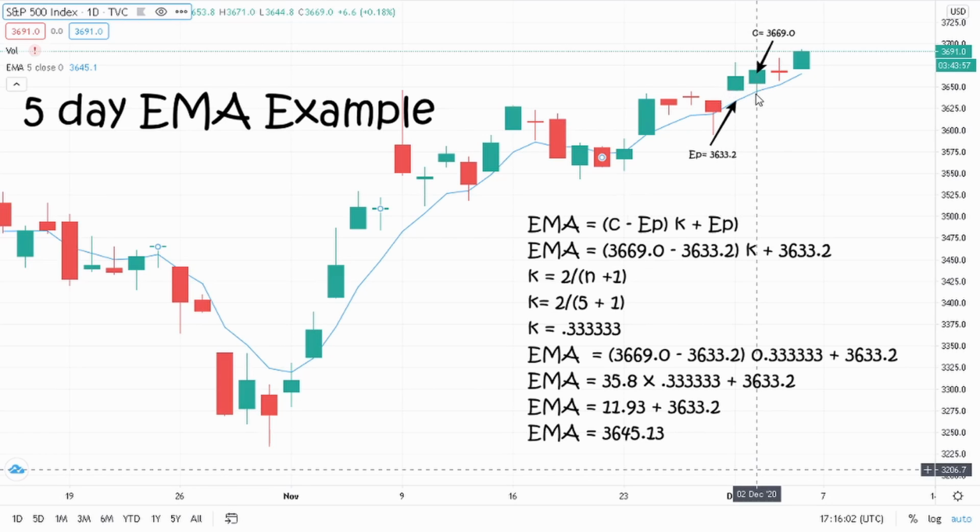So that is this point right here. This is $3,645. And if you look at this, it lines up pretty closely with that amount.